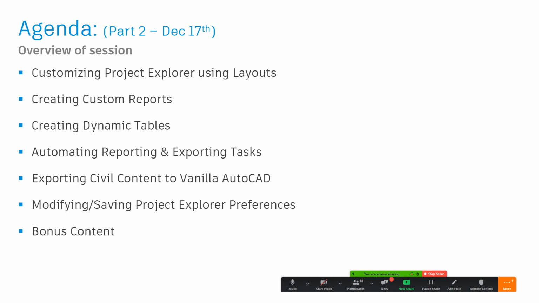We'll look at how we can export our data to a vanilla AutoCAD file if we want to. And then we'll look at how we can modify and save some of the preferences when it comes to units and just some of the colorization of the previews and things like that. And then I've got bonus content. There's always stuff we can talk about.